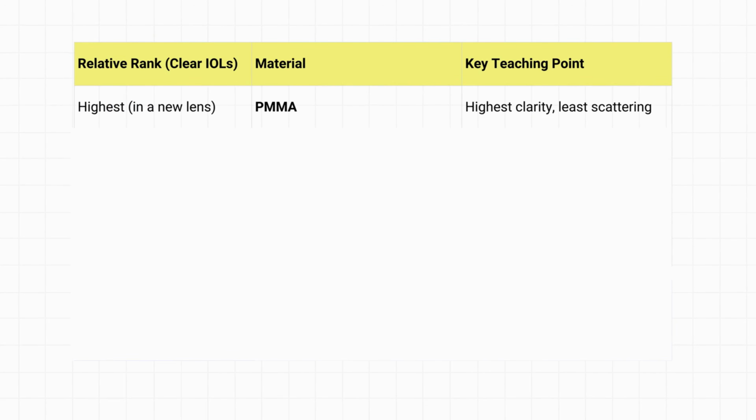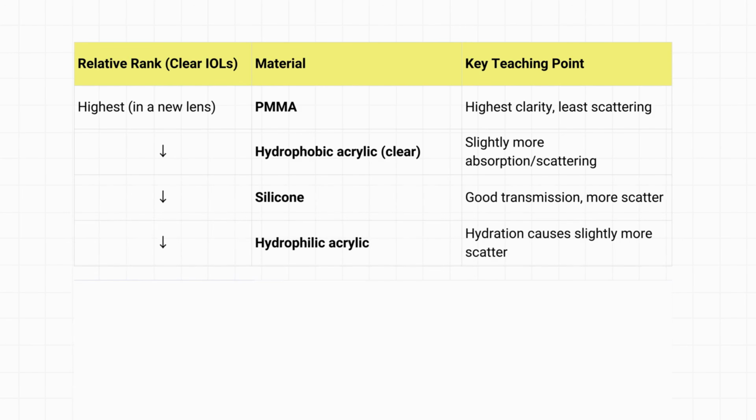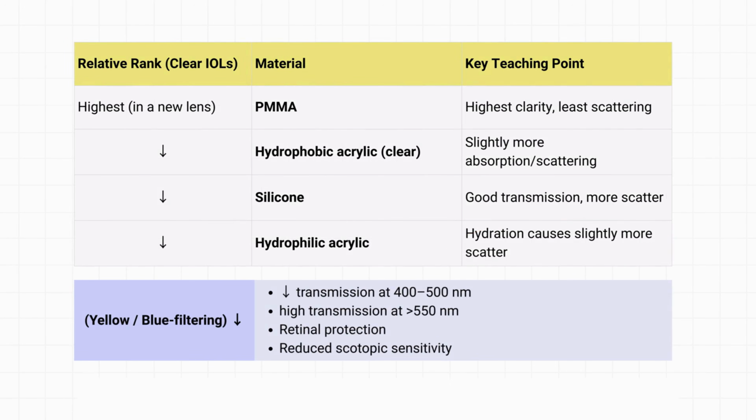Across multiple studies, PMMA consistently demonstrates the highest optical transmittance and the least light scattering. Among the foldable lenses, clear hydrophobic acrylic transmits slightly more light than the silicone and hydrophilic acrylics. Hydrophilic acrylics tend to show slightly lower effective transmittance due to the hydration-related scattering. Yellow or blue light filtering IOLs selectively reduce transmission of the short wavelength blue light, typically below 500 nanometers.